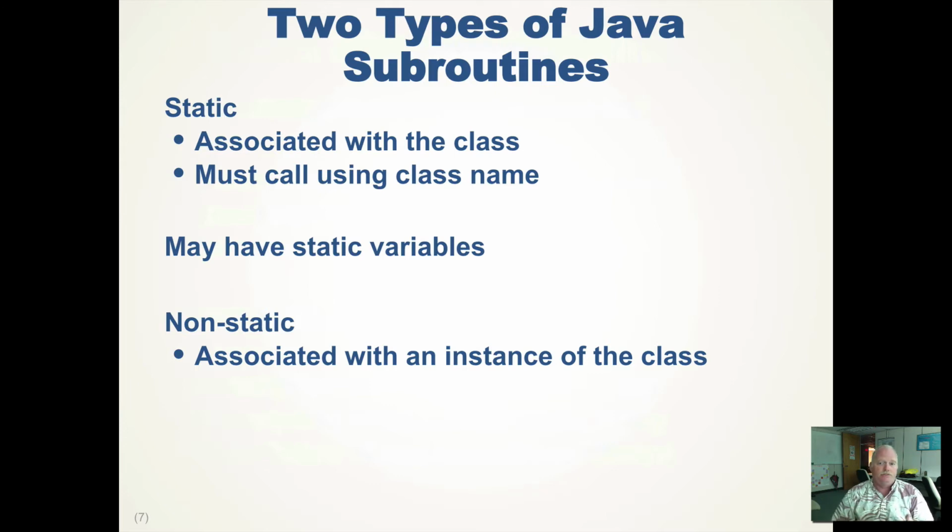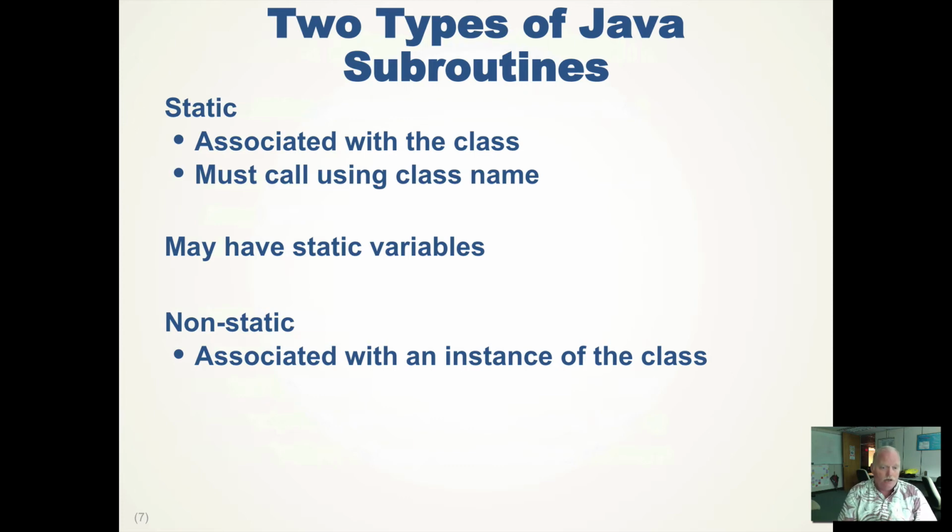So there are two types of Java subroutines. They're static and non-static. Static ones, sort of like public static void main, are associated with the class. And in order to call them, you have to use the class name and then the method name. There can also be static variables associated with the class that can be accessed by these static methods.